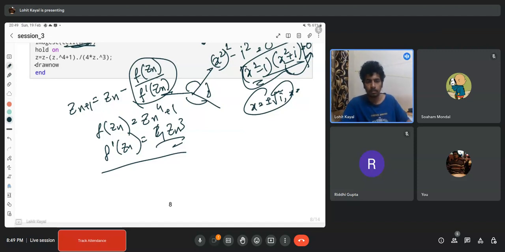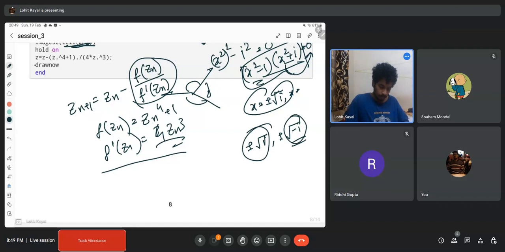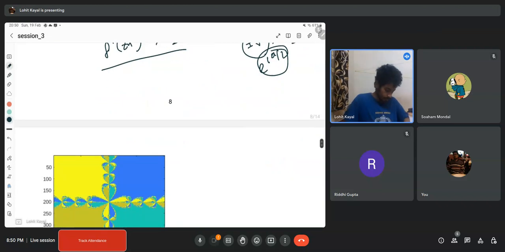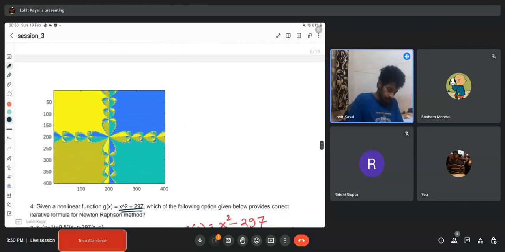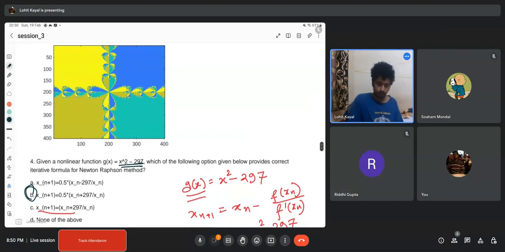So here the roots will be plus or minus the square root of i, and plus or minus the square root of minus i, and you need to write e to the power i pi by 2 and modify it accordingly. Okay, so these 4 will be the solutions, and this will be your final plot.